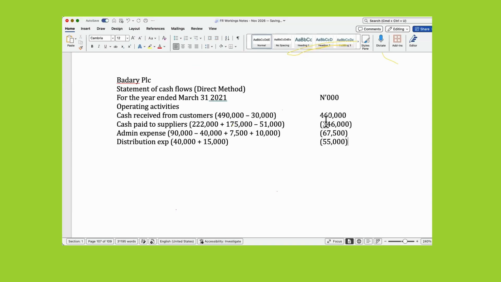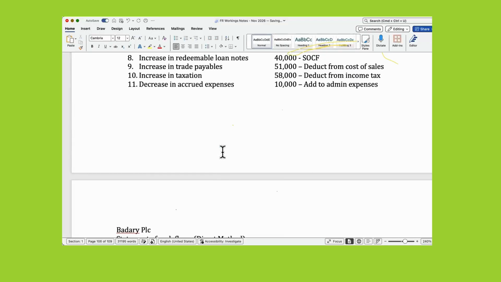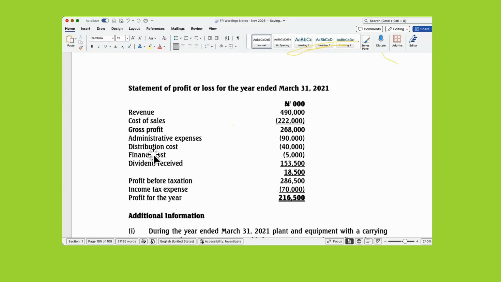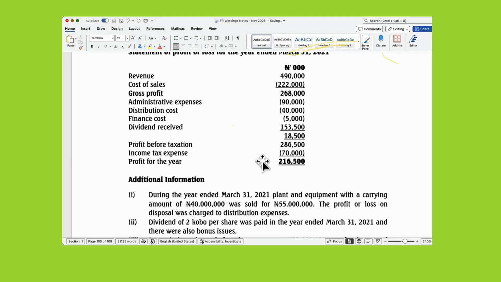Okay, I can see some arguments around this cash paid to suppliers. Please, can we confirm, is this 346 or 344? It's correct, sir. It's 346. Okay, good. So after distribution, we have finance costs. I always treat finance cost in financing activities. I treat dividend received in investing activities.